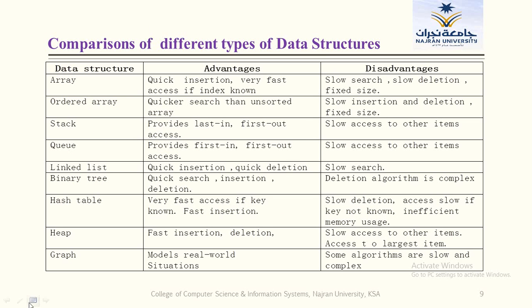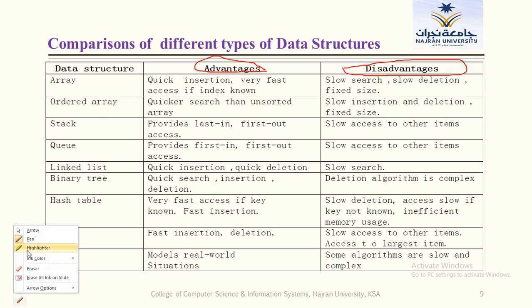Next, there is some comparison. Here it is given some comparison of different data structures. This slide is just to give you some advantages and disadvantages of different data structures. We will study in detail in coming lectures about arrays, ordered array, stack, queue, linked list, binary tree, hash table, heap, and graph. But here, simply array.